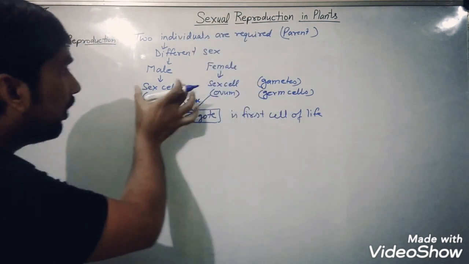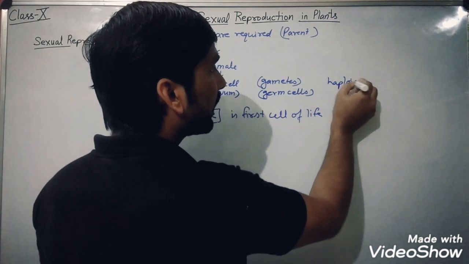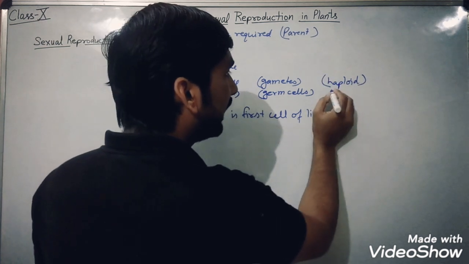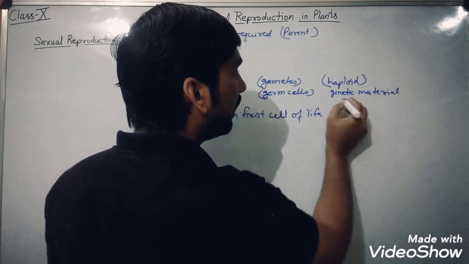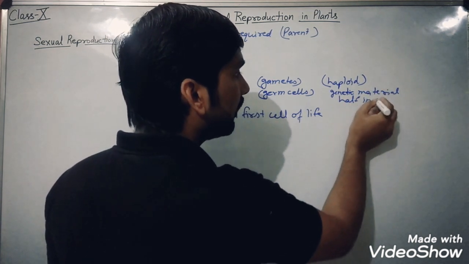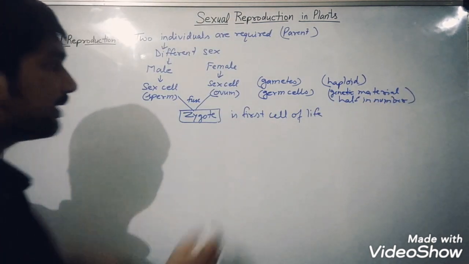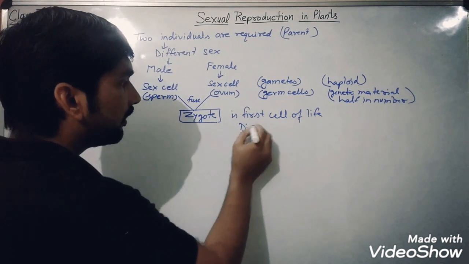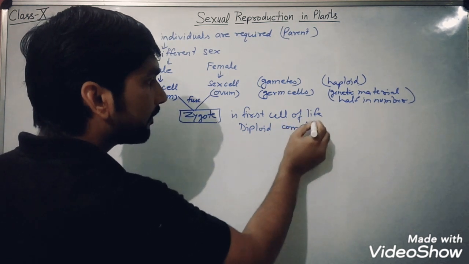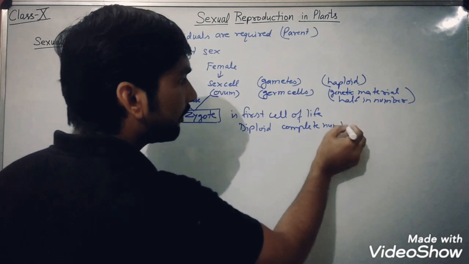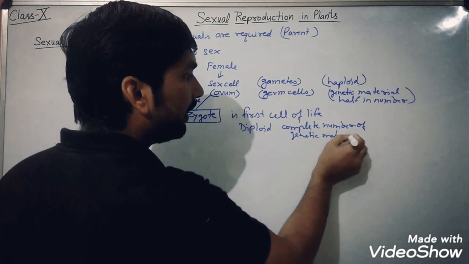These germ cells or sex cells are haploid in number. Haploid means they have genetic material half in number, and this zygote is diploid in nature. Diploid means the complete number of genetic material.